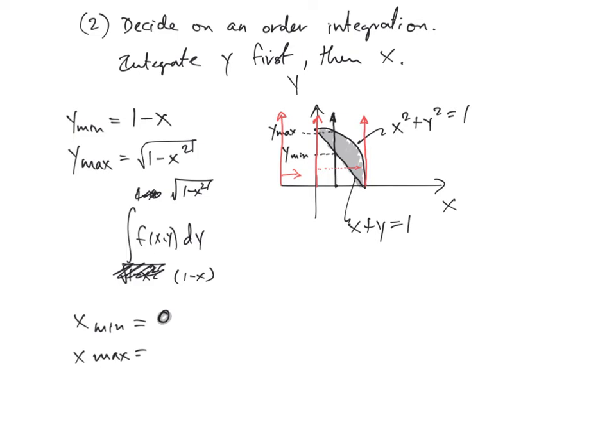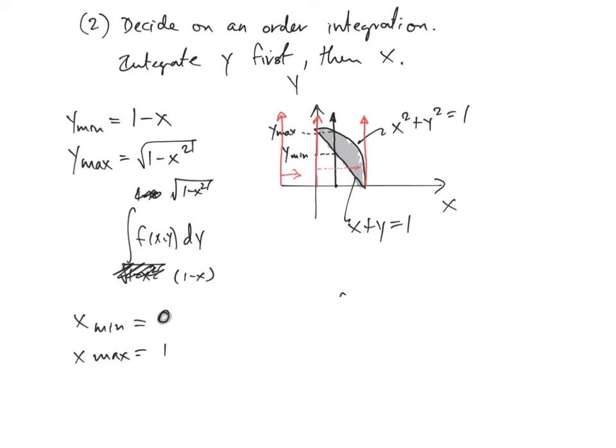I'm going to keep sweeping right through my region of integration, from left to right, with that vertical red line. And I ask myself, at what x value does that red line just leave the region of integration? It's going to be right here, which is x equal to 1. So x max is equal to 1.